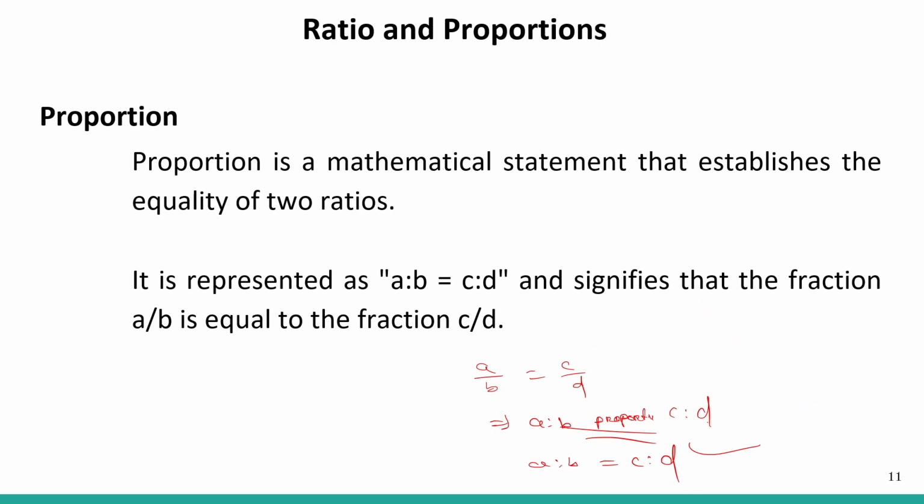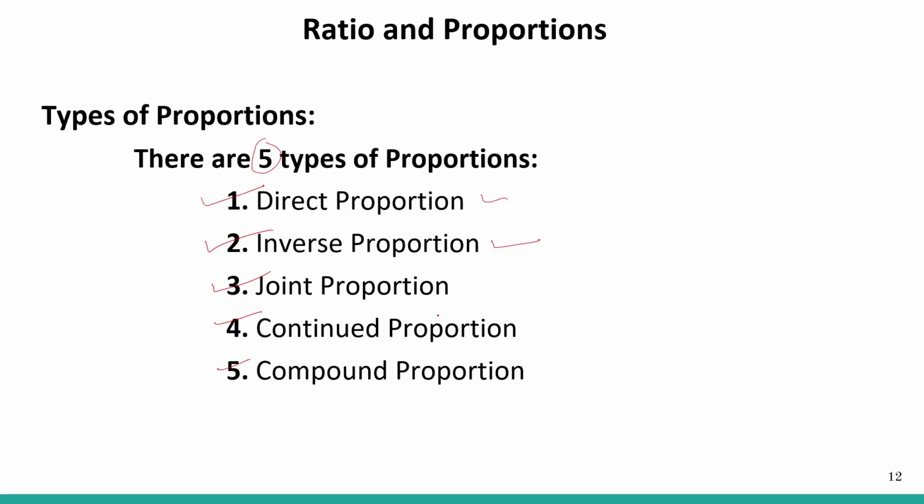Then we saw what proportion was. Proportion was nothing but a mathematical statement that establishes the equality of two ratios. So if A is to B is equal to C is to D, we say that A is to B is proportional to C is to D. Then what we saw was types of proportion, that there were 5 types of proportion, that is direct proportion, inverse proportion, joint proportion, continued proportion, and compound proportion. And the relations between these, we have already studied.